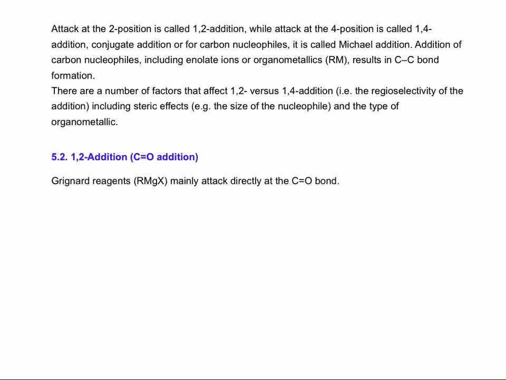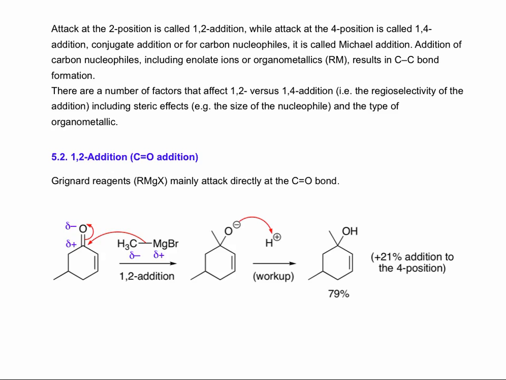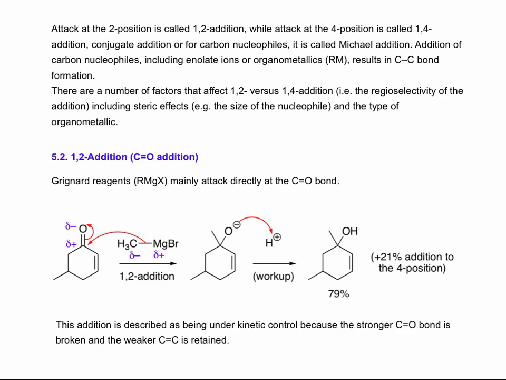So we'll start by looking at 1,2 addition, so it's direct addition at the CO double bond, and Grignard reagents mainly undergo reaction at the CO double bond of an alpha-beta unsaturated carbonyl. In this example you'll notice that this Grignard prefers to attack at the 2 position, and then on protonation we form this tertiary alcohol in 79% yield with just 21% attack at the 4 position. And this addition is described as being under kinetic control because the stronger CO double bond is broken, whereas the weaker carbon-carbon double bond is retained.